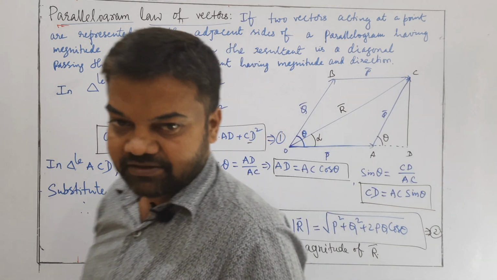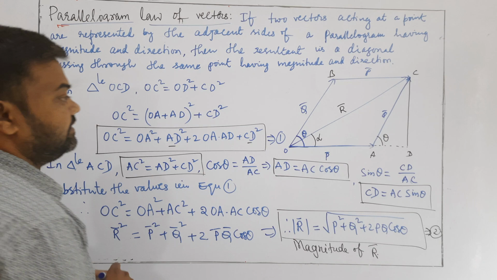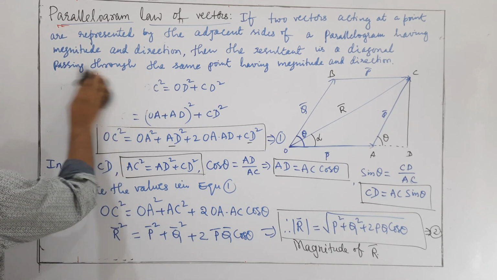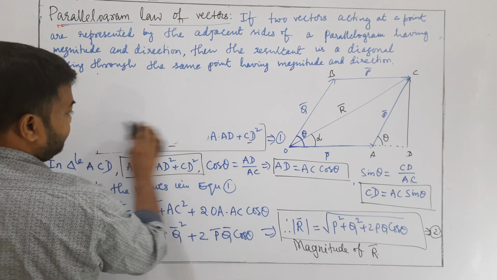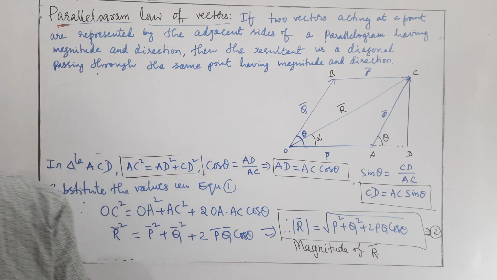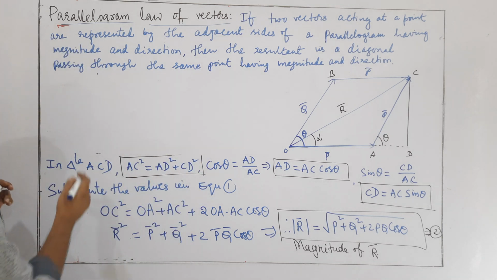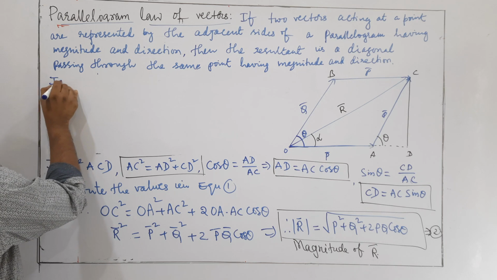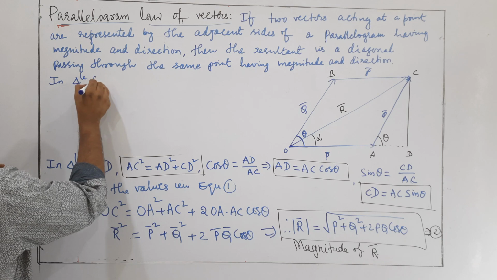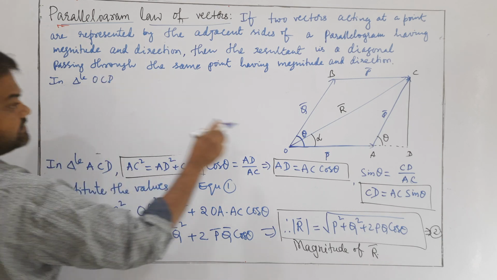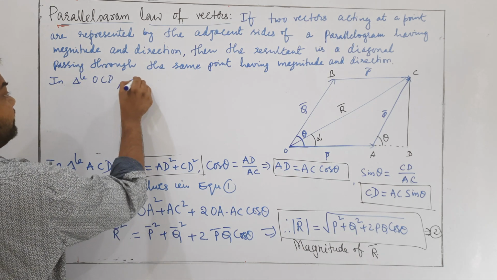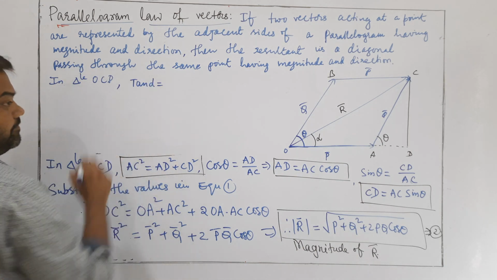Now I have to find the resultant direction. How can I find the resultant direction? In order to find it, I simply take the same triangle, triangle OCD. From this triangle you have to find the value of tan alpha.